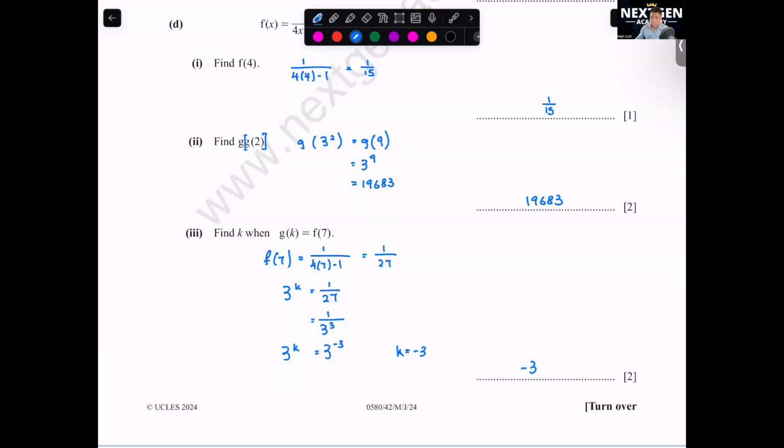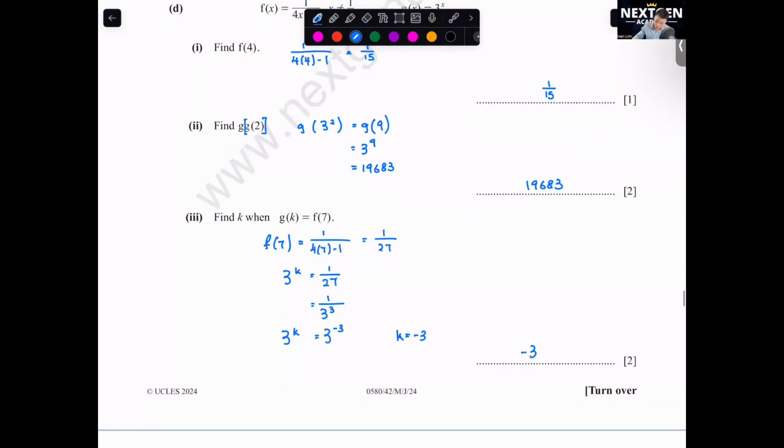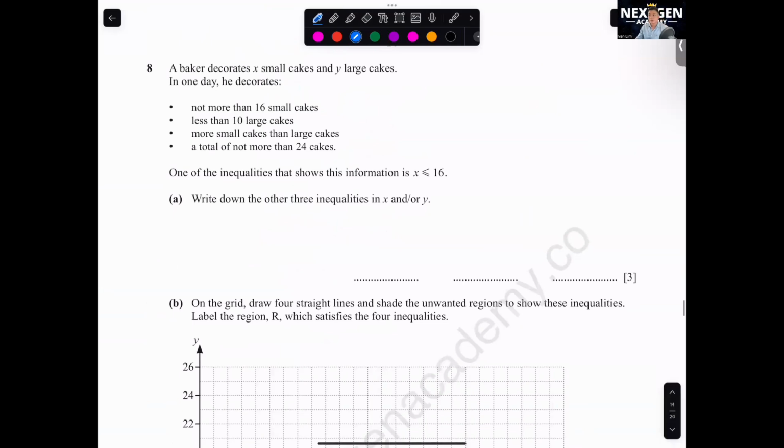This is number 7. Okay, good. Easy, this question. Okay, let's go to number 8. Anyone struggle here with linear programming, linear inequality and programming, or graphical inequality? This one will most likely come out in your paper 4. Okay, let's see this question 8.